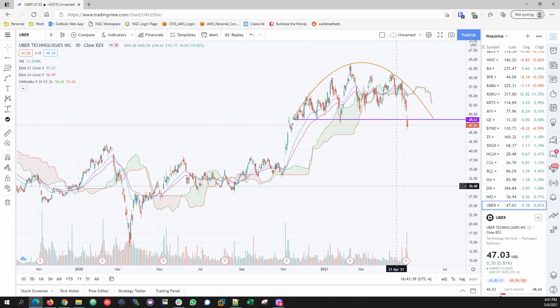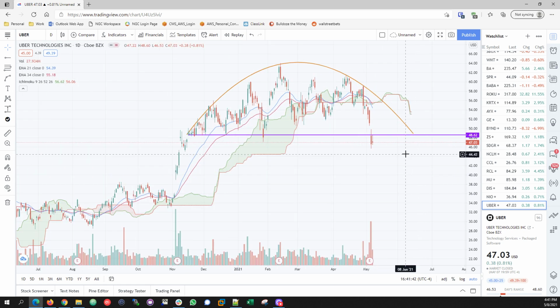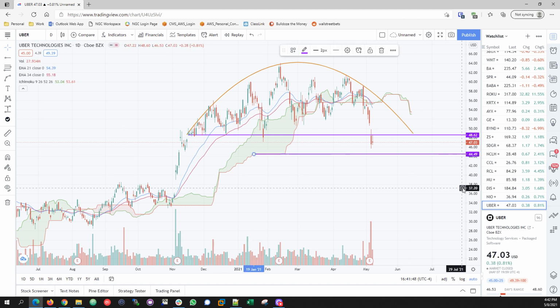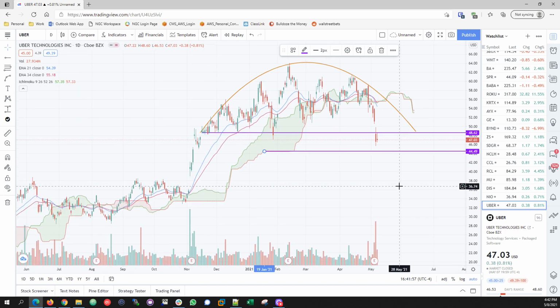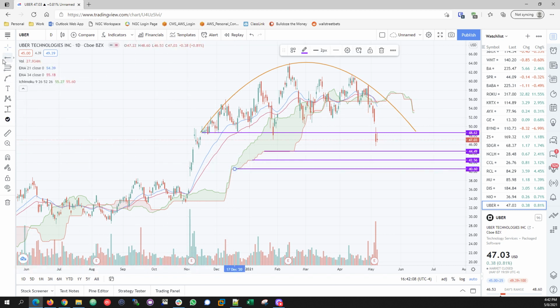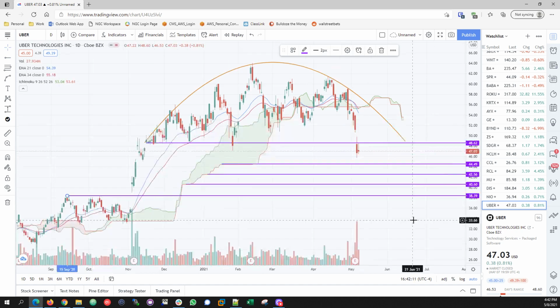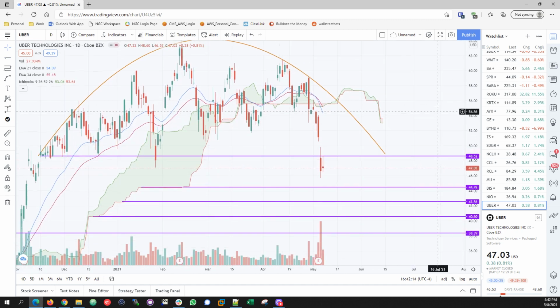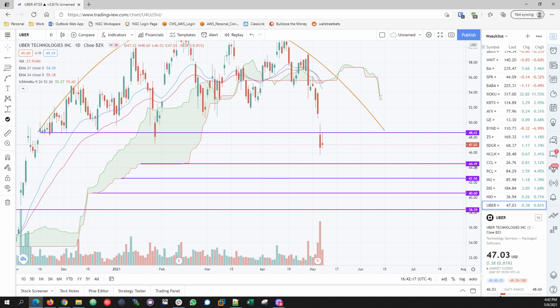A lot of you guys can say, well, the economy is opening up, people will use Uber. Yeah, I understand that, but that's not what the chart is telling me. 44.50 should hold. If 44.50 doesn't hold, then you're looking at a major breakdown. These are the levels you can write down: 44.50, 42.50, 40.50, and 38.40.